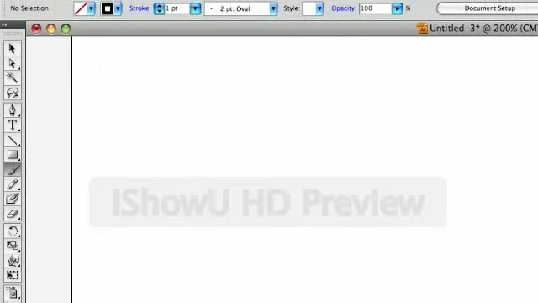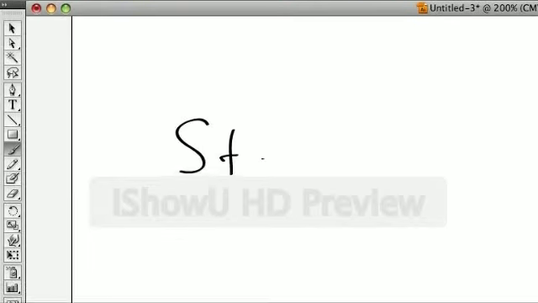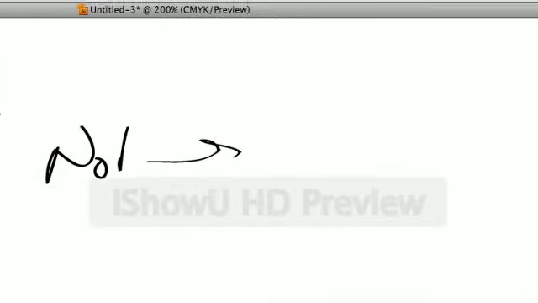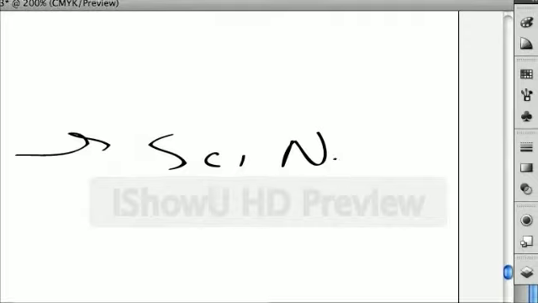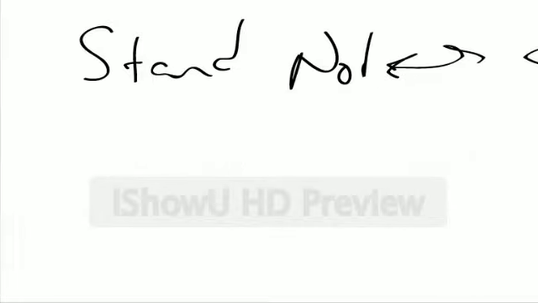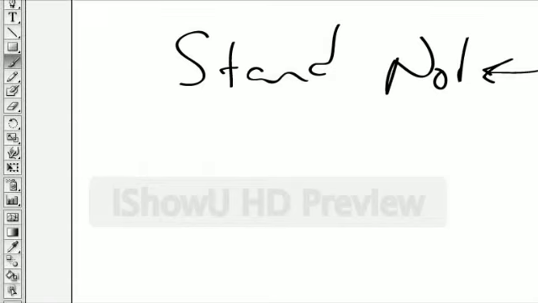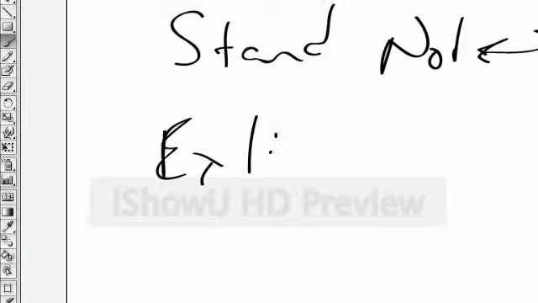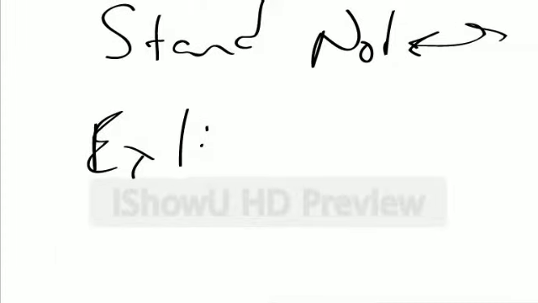This is an example of how to go from standard notation to scientific notation and vice versa. So we're going to learn this using examples. Example 1 is going to be going from standard to scientific.